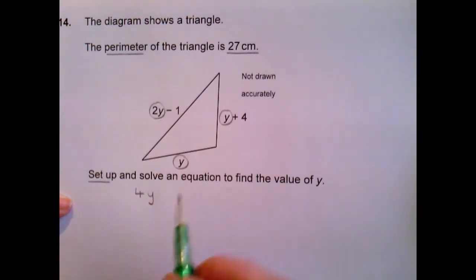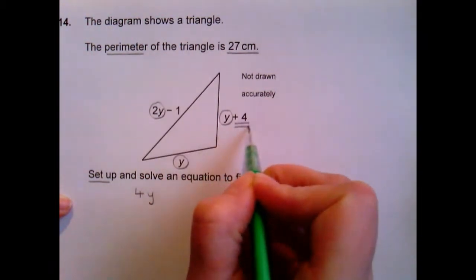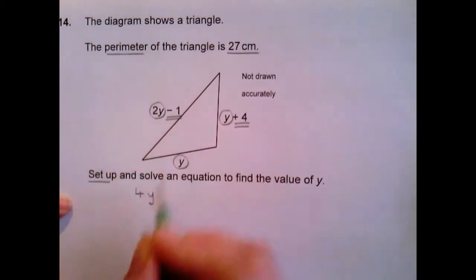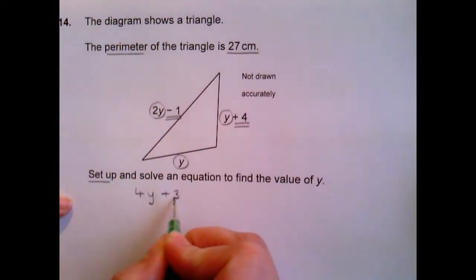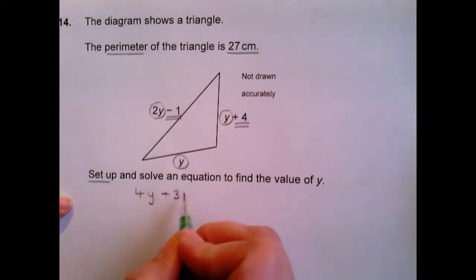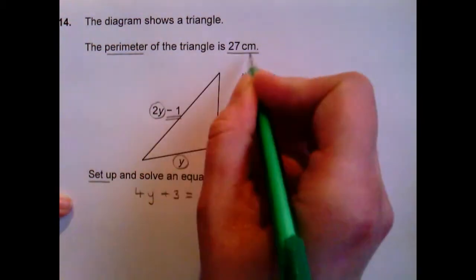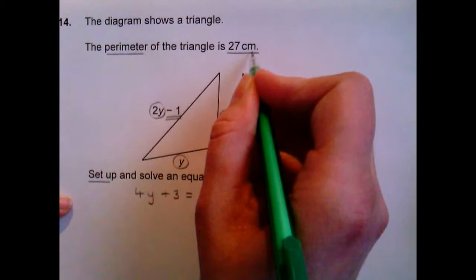And then go to the numbers that are on their own. You have 4 here and then take away 1. So that would leave you with 3. So that's an expression that you've set up for the perimeter. It turns into an equation as soon as you put it equal to the 27 that they told you it was equal to.